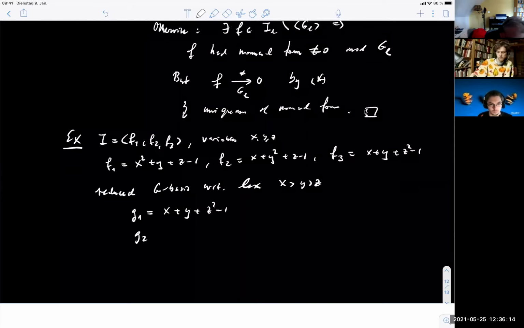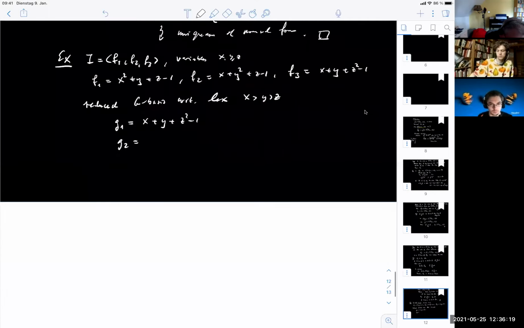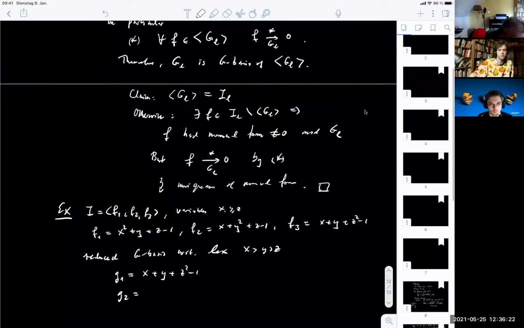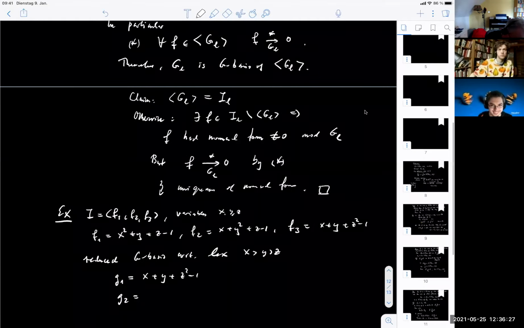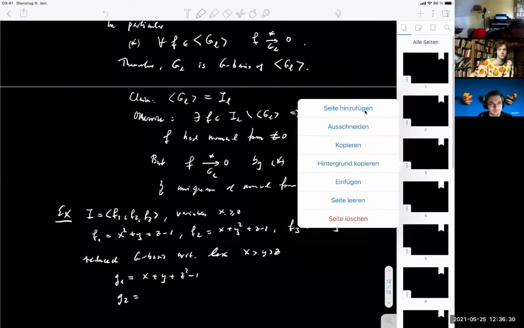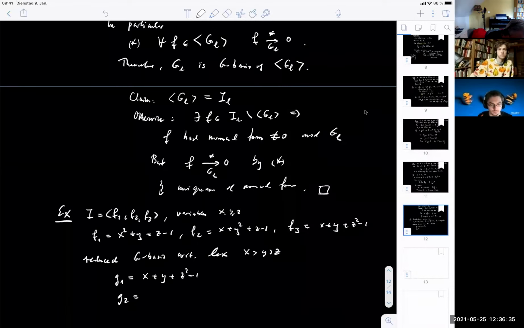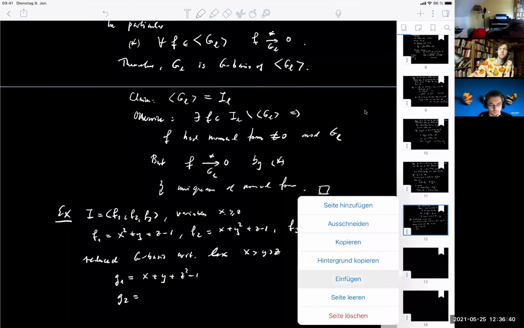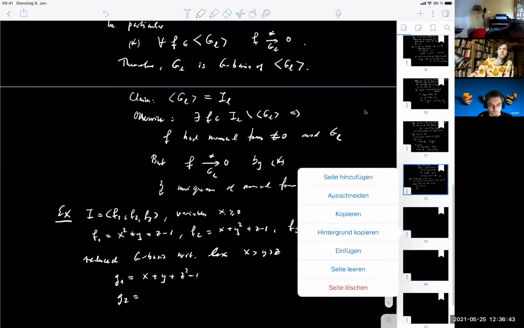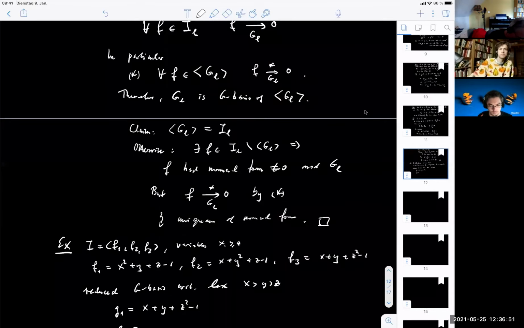G2, what happened? Sorry. Somehow I realized I started writing that at the beginning, but it doesn't matter. I need a little bit more board. Let me give more board. Okay, I continue with the G2.